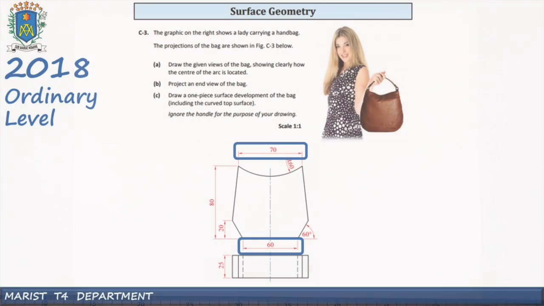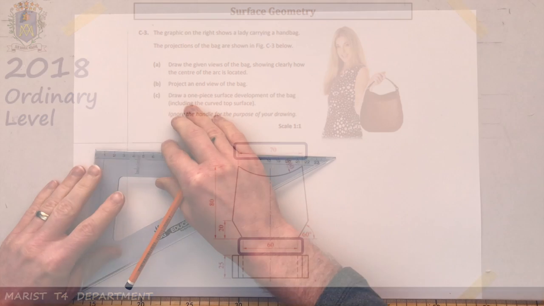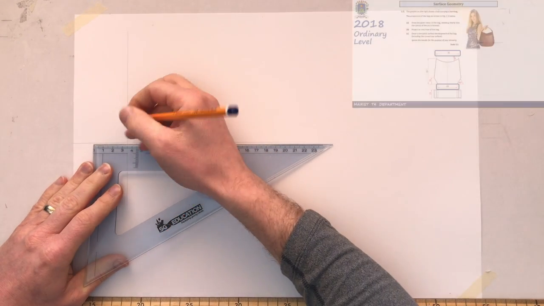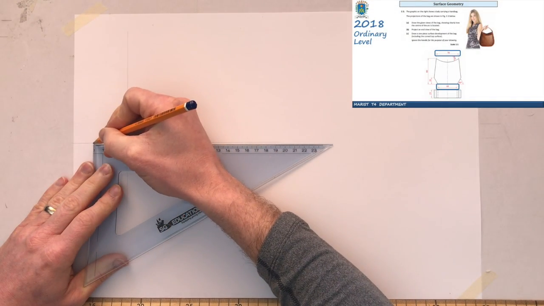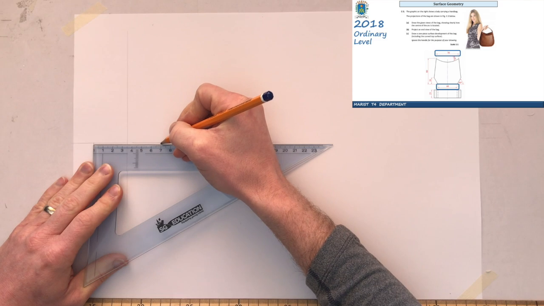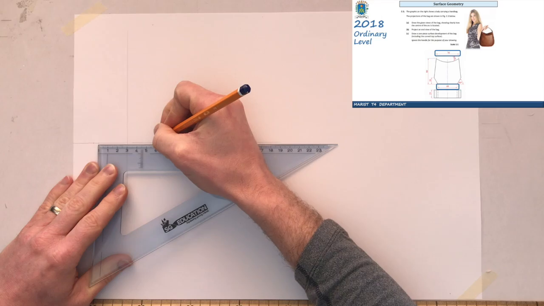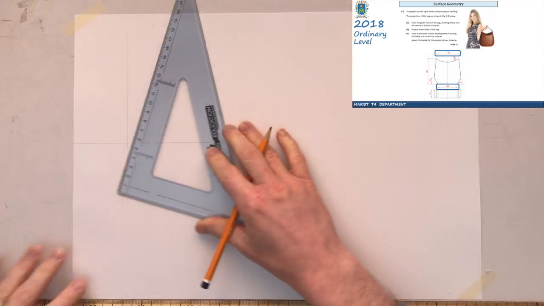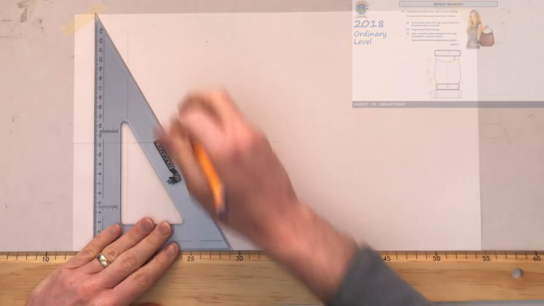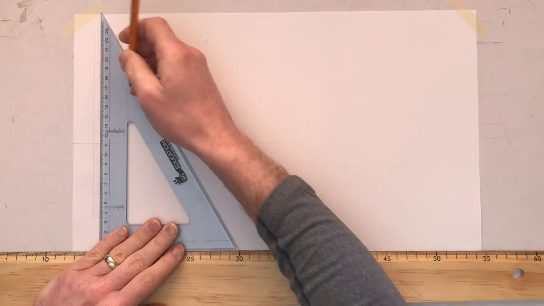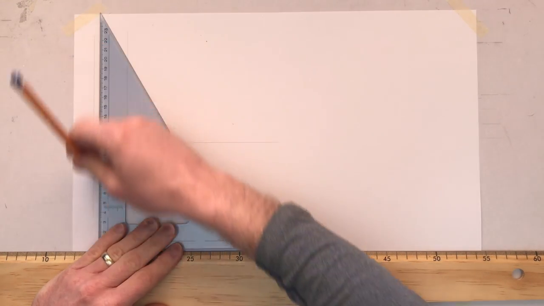If we look at our width measurements in elevation, we've two of those. We've a 60 and a 70. I'm going to mark both of those off. If we mark the 70 from the center line, it's going to be 35 each side, and if we mark the 60, it's going to be 30 each side of the center line. I'm going to draw those lines straight down because we're going to need those in plan also.